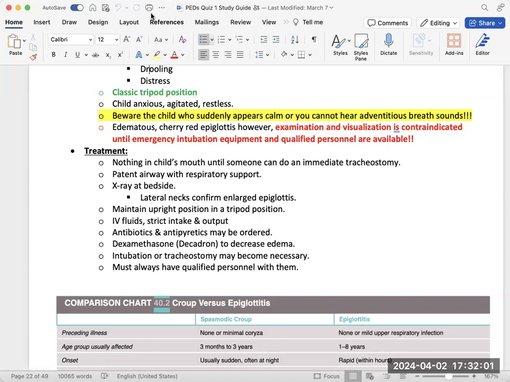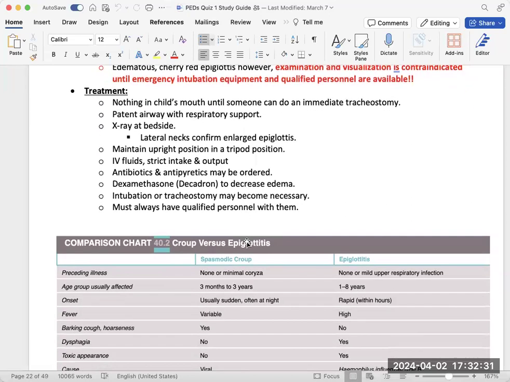You cannot sit there and put a tongue blade into the throat. You cannot ask to open them and assess the throat, okay? Anything that goes into the throat, you cannot do. You cannot open their mouth and use a tongue blade to look around. No. You're not going to do that. You're not going to put anything into the throat. Okay? You have to wait until emergency intubation equipment and qualified personnel are available. You cannot shove anything near their throat. Okay? So nothing in the child's mouth until there's an immediate tracheostomy in this situation.